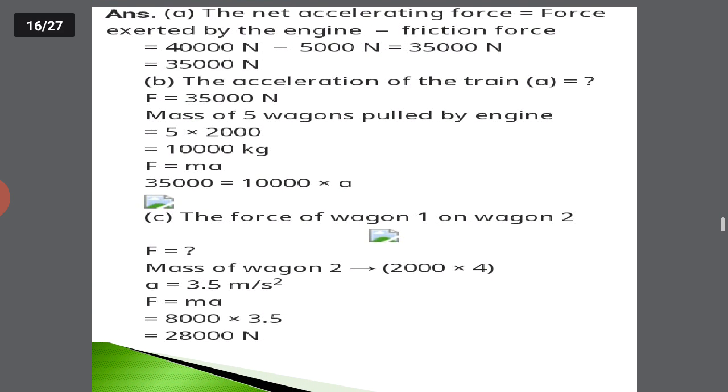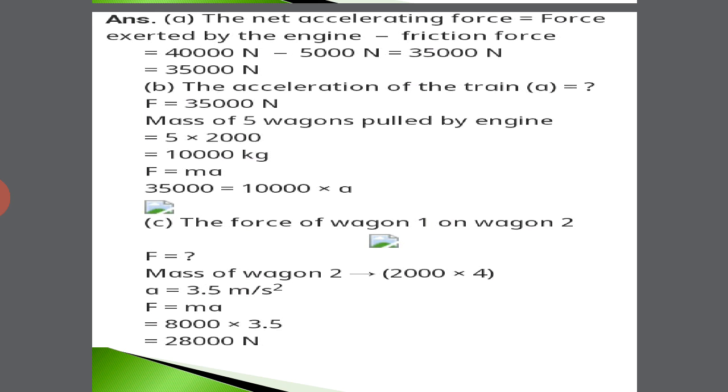The net accelerating force is the force exerted by the engine minus the frictional force. It is 35,000 Newton. Okay. Next is the acceleration of the train. a is equal to question mark. m is given there, mass of 5 wagons pulled by the engine, 10,000 kilogram. Then force is given there, 35,000 Newton. Here you can easily find out the value of a. It will be 3.5 meter per second square.